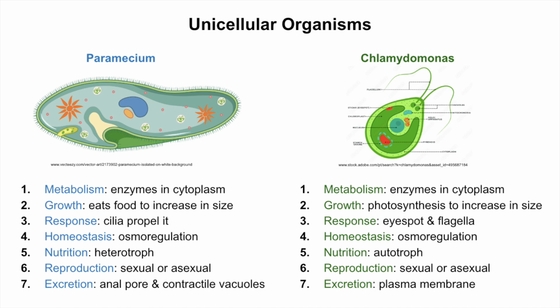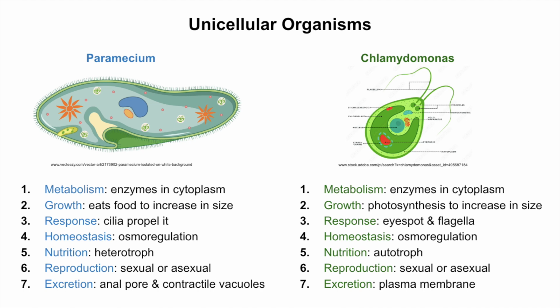First, they both perform metabolism in the cytoplasm, and it is catalyzed by enzymes. To perform growth, the paramecium, a heterotroph, ingests nutrients and increases in size. However, the Chlamydomonas is an autotroph, so it performs photosynthesis and absorption of minerals to increase in size. To perform response, the paramecium uses the cilia to propel it in response to the environment, for example towards warmer water. However, the Chlamydomonas has an eye spot, which senses light changes, and then the flagella moves it towards brighter regions to increase its photosynthetic rate. To perform homeostasis, they both use osmoregulation to keep the water balanced by collecting excess water in contractile vacuoles and expelling it through the plasma membrane.